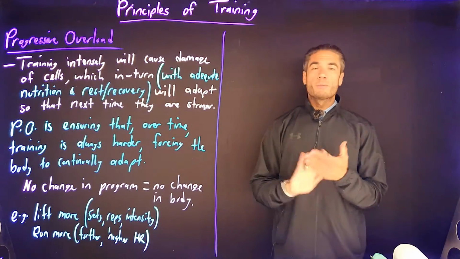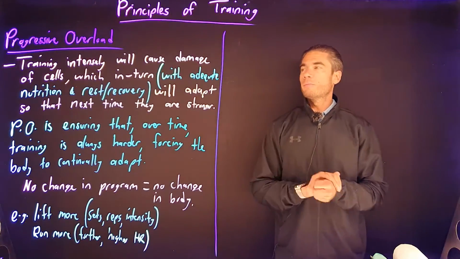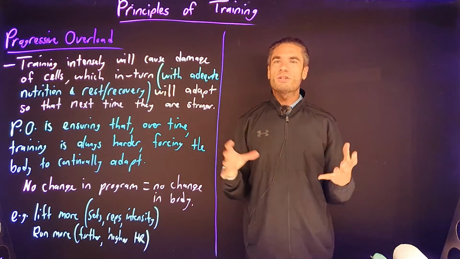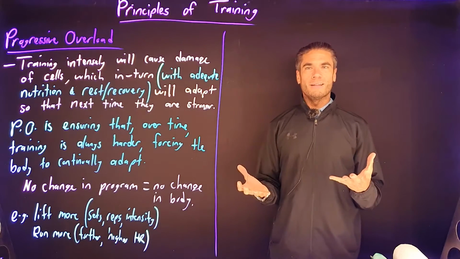Alright, so our first principle of training that we're going to look at is probably the most important one, being progressive overload, okay? And in a nutshell, it basically means that you need to go harder than last time. Harder than last time. Everybody knows it. Even the snake in the background knows you have to train harder than last time.